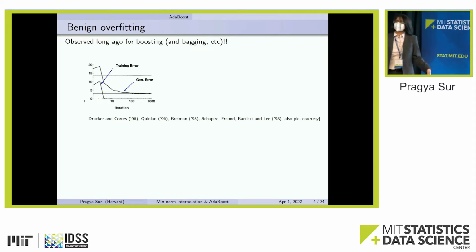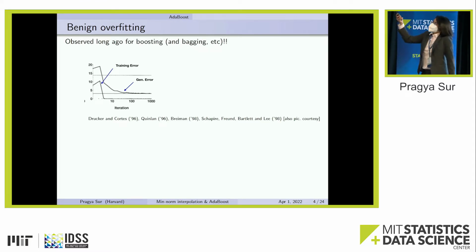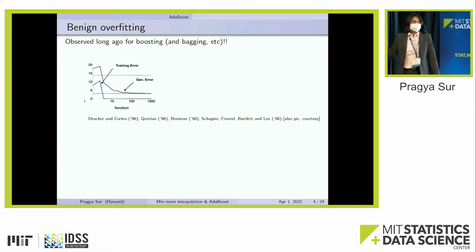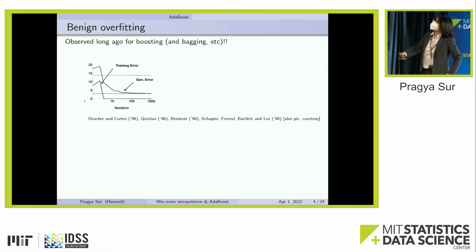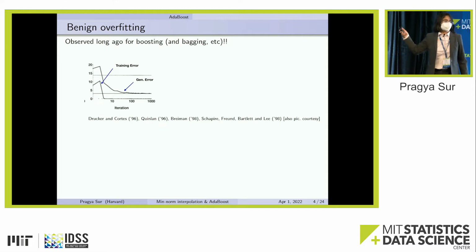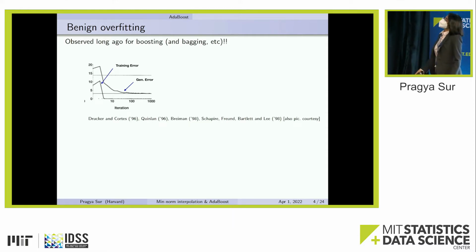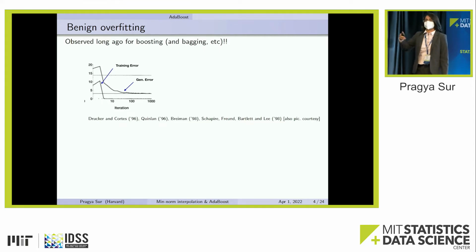And the reason why this became very popular is that this is one of the earlier emergences of a plot that we see a lot these days, but that challenges the classical bias-variance trade-off diagrams in statistical learning. So this plot is basically AdaBoost run on a data set. The x-axis is the iteration time.